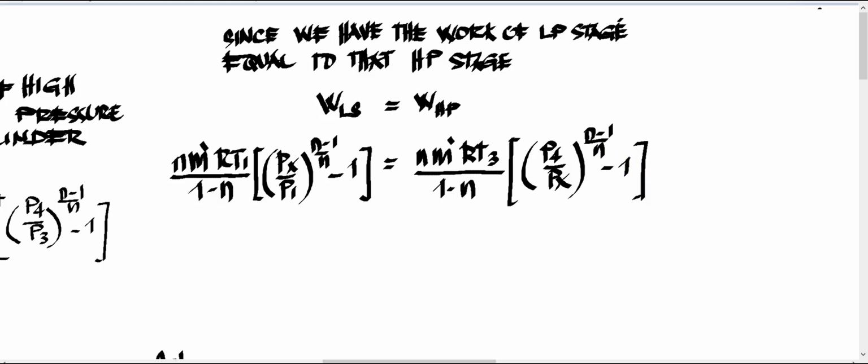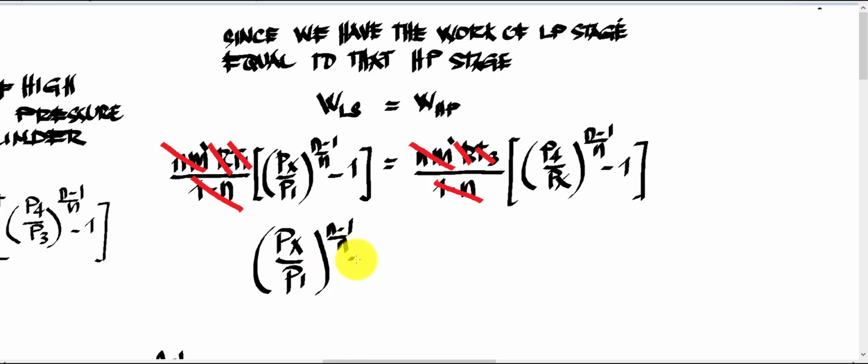So we need to cancel what is common here. So this one is cancelled. We have the same mass flow rate, and this one is also cancelled. Your R is the same. We have the R. T sub 1 and T sub 3 are also equal. Okay, cancel that one. So what is left now? We have your Px over the P sub 1, which is raised to N minus 1 over N minus 1, is equal to your P4 over Px, which is raised to N minus 1 over N.